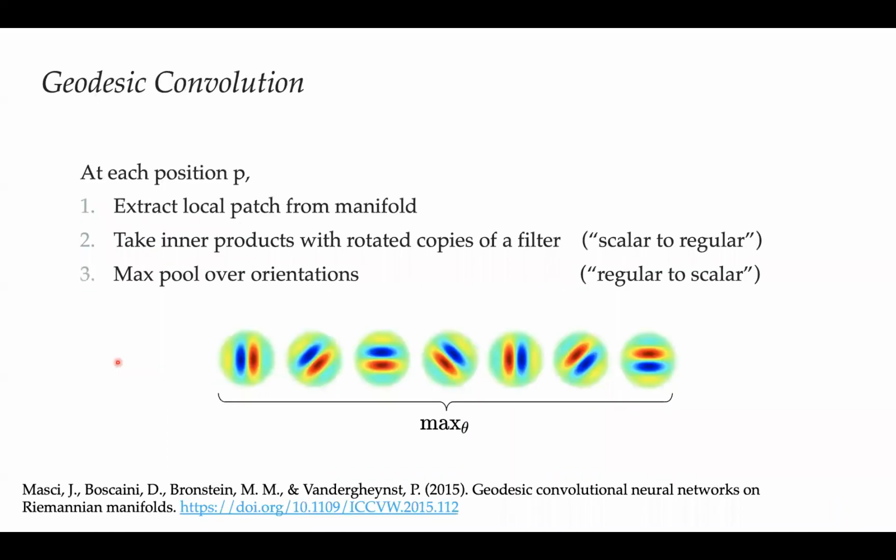But this is still potentially undesirable, because now the features after max pooling will not contain any orientation information anymore. So in this case, we have some kind of edge detector, and after pooling, the feature can tell us that there is an edge here, but not what orientation it has. And you can imagine how for some problems that's an important piece of information.